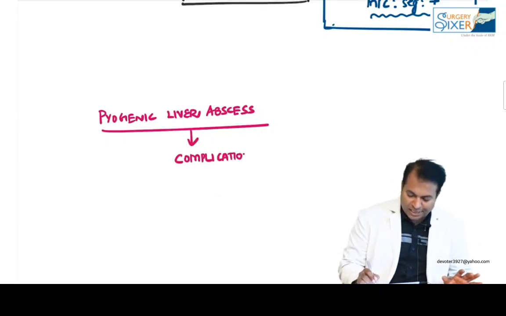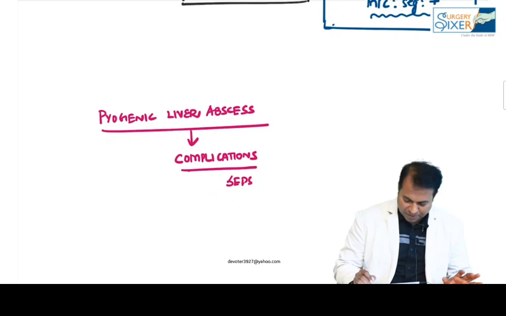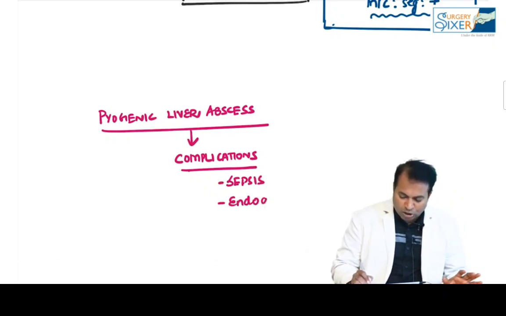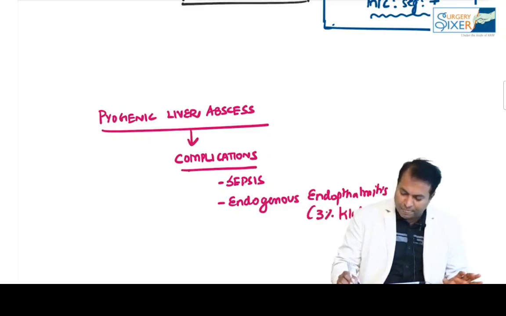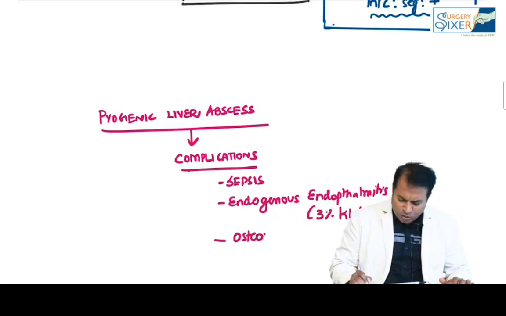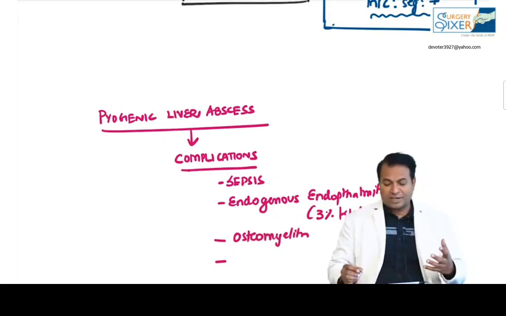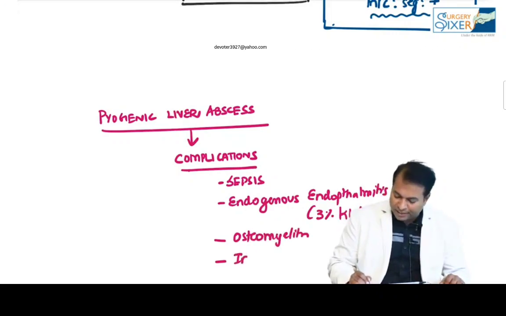What are the complications of pyogenic liver abscess? They will develop sepsis. Please remember, they will develop sepsis. They will develop endogenous endophthalmitis and blindness. Endogenous endophthalmitis is seen in 3% cases of Klebsiella infection, and they become blind. They may develop osteomyelitis. They may develop infection of the heart, so they can develop infective endocarditis. All these are due to spreading of the bacteria in the blood circulation.